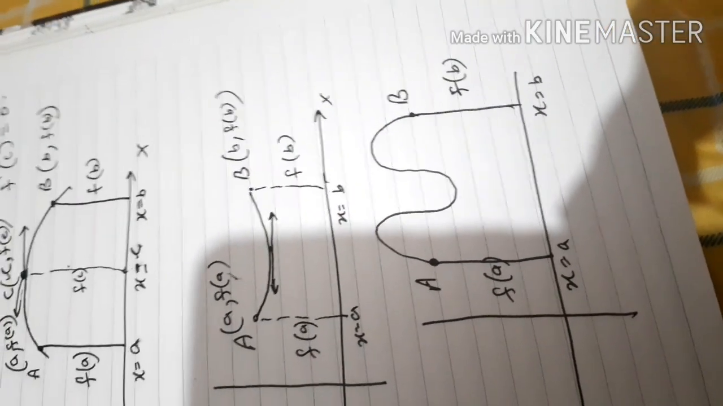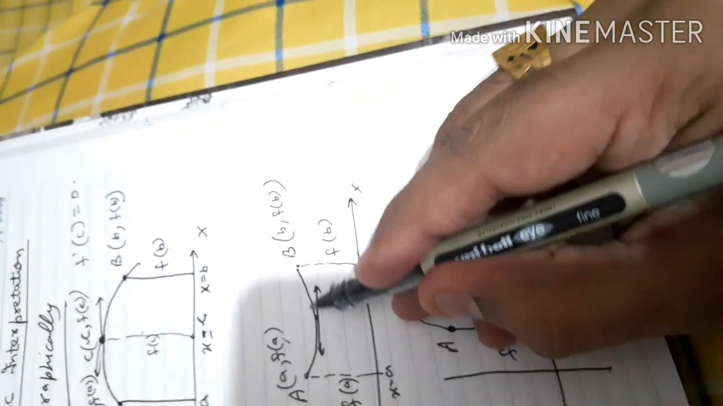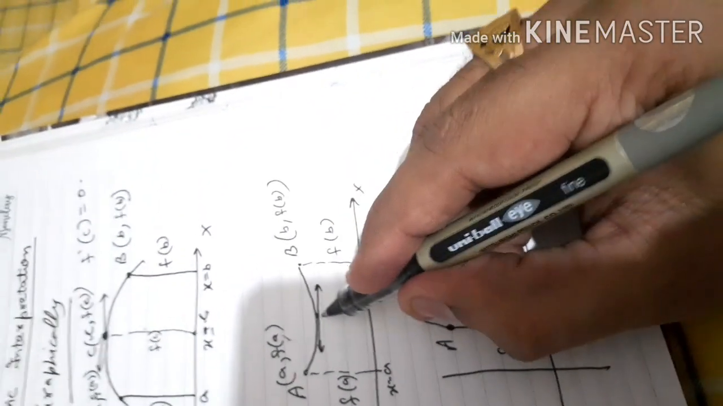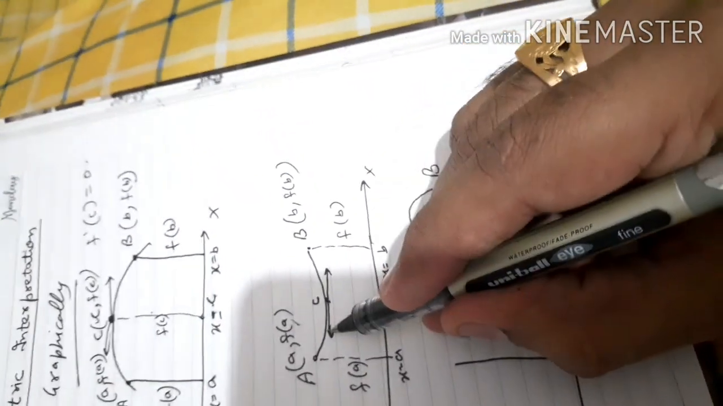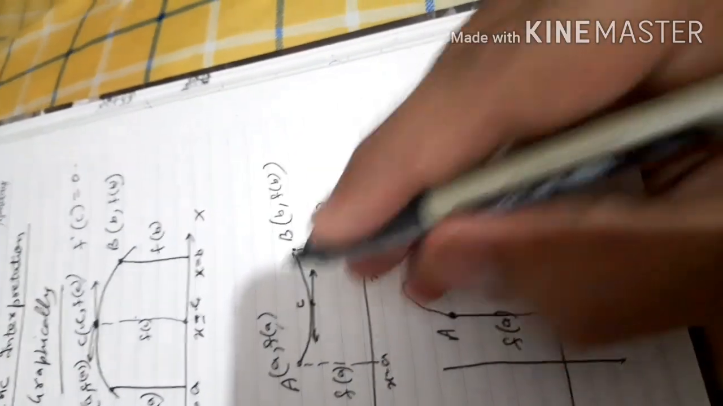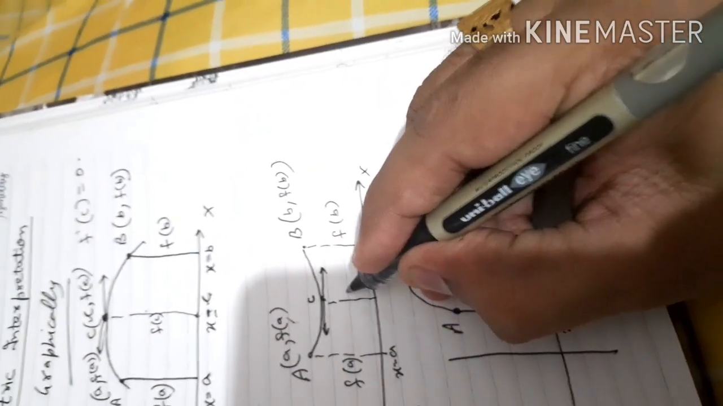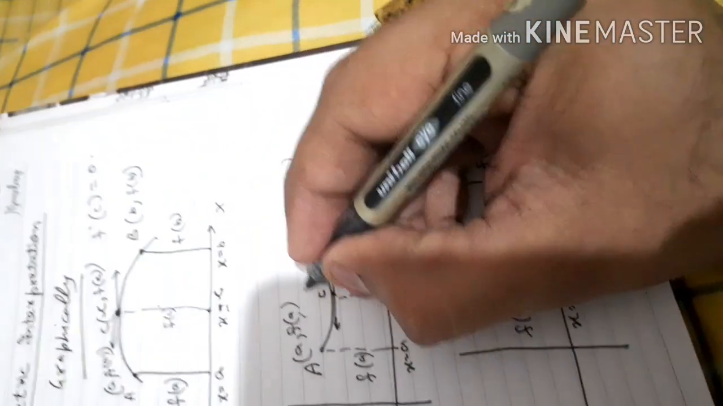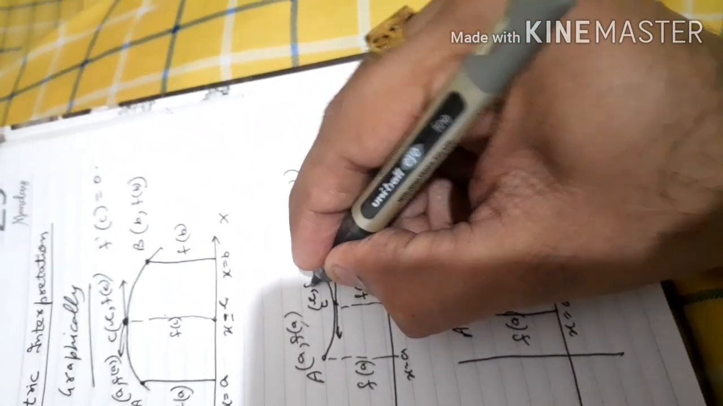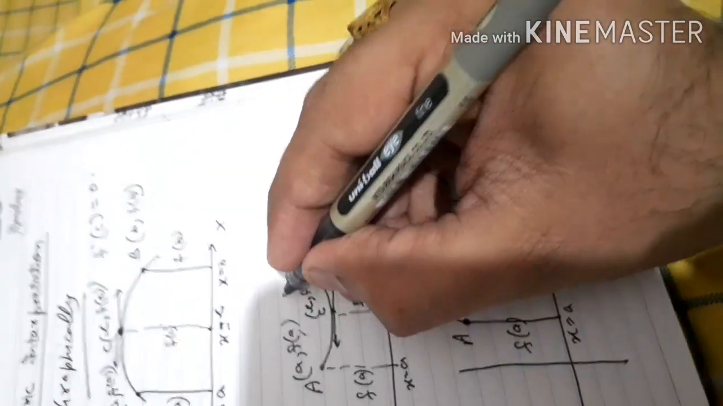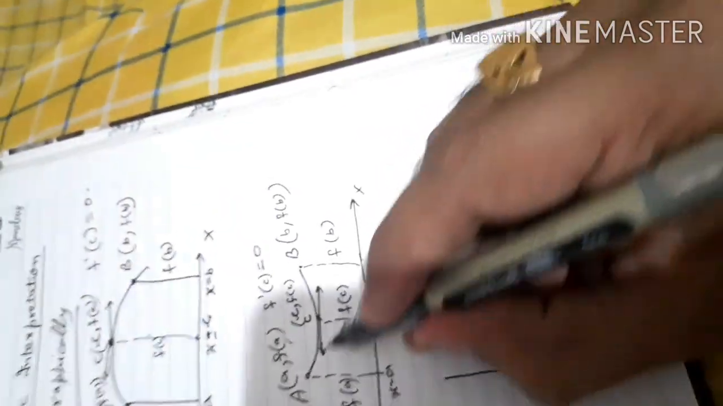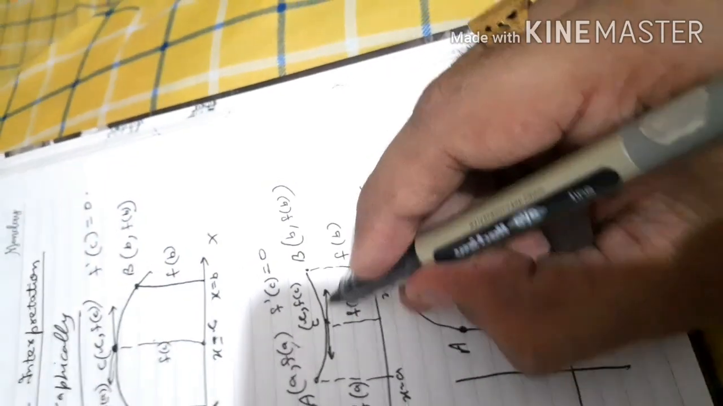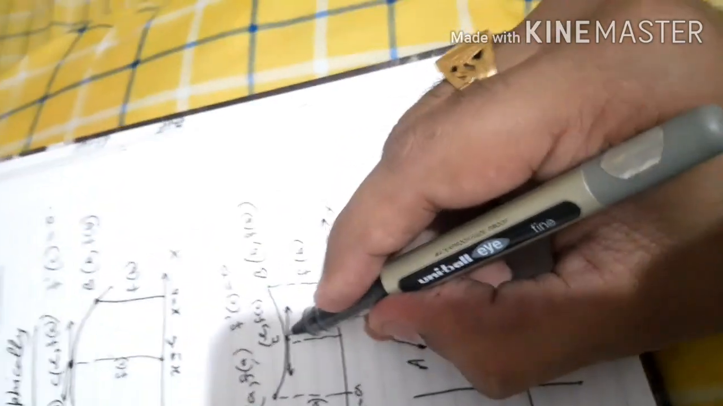Same in the second graph: we can draw lots of tangents in between A and B, but at point C we can draw a tangent which is parallel to the x-axis. At this particular point, let it be f(c), and this point is (c, f(c)). At this point f'(c) is equal to 0. Why is it equal to 0? Because here the slope is equal to 0, and I told you what slope is: the slope of the curve is the tangent drawn at that particular point.